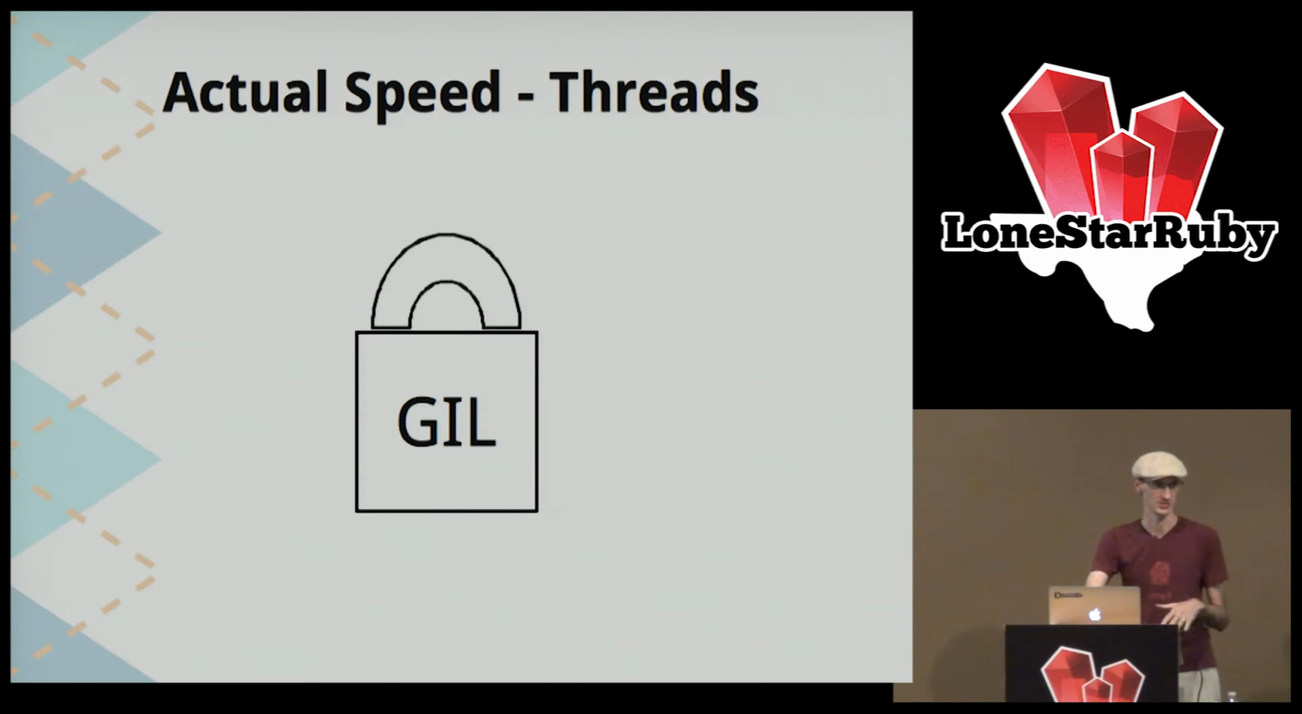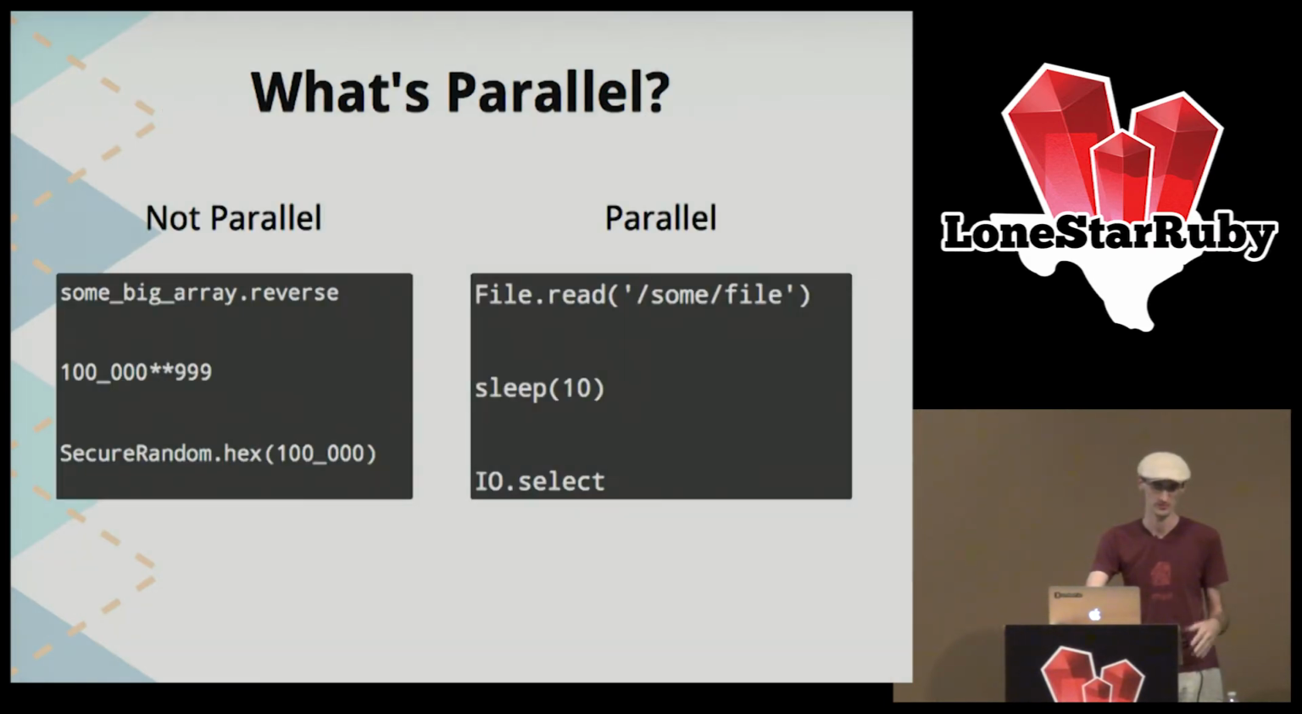But note, I said if it needs the attention of the interpreter to do whatever it's doing, which implies that some stuff doesn't need the interpreter. So what's parallel, what's not? Things that are not parallel, which need the interpreter, is mucking around with things in memory, like reversing an array, or doing math, or most methods that you will call on most objects that you run into.